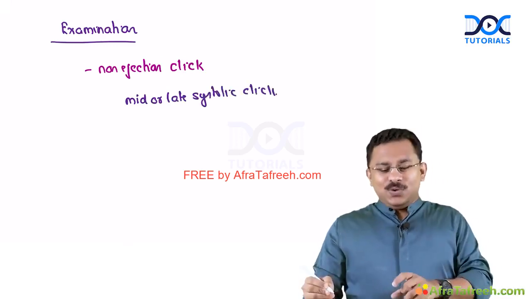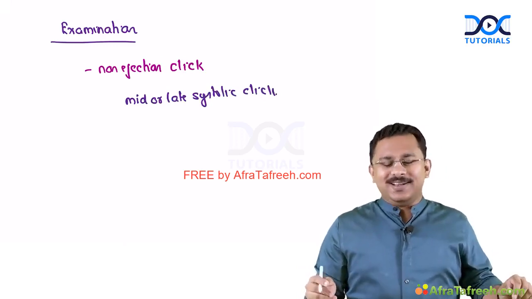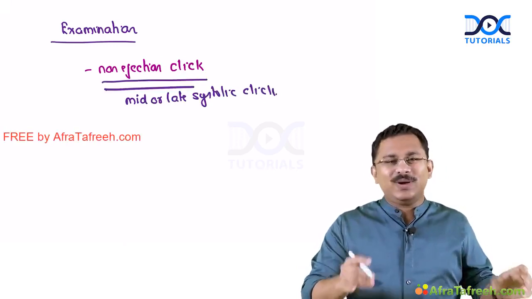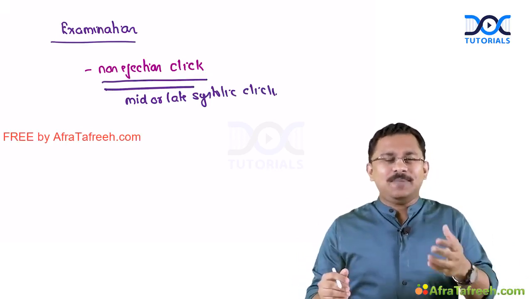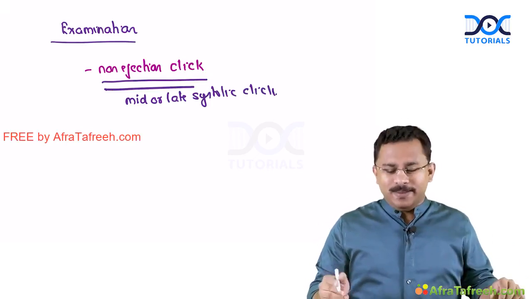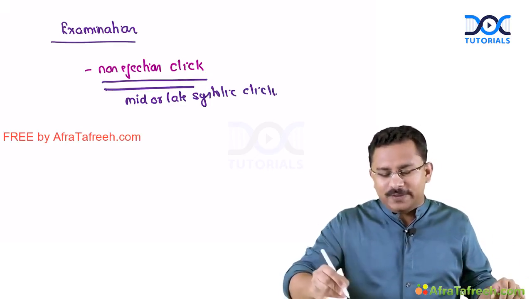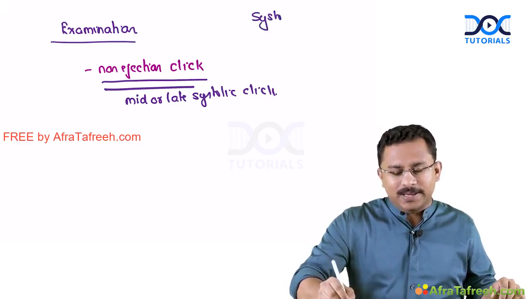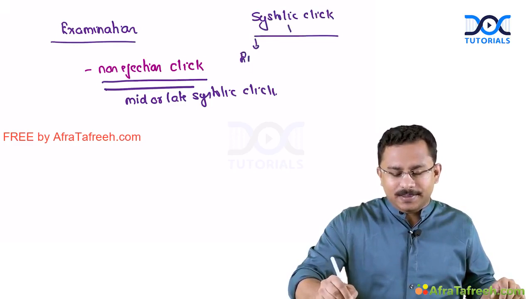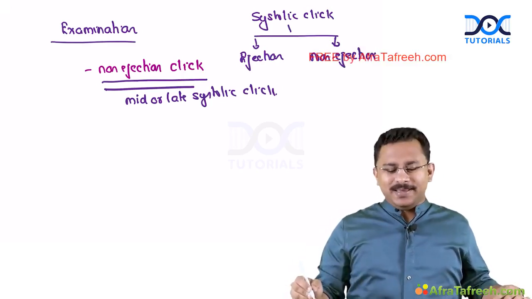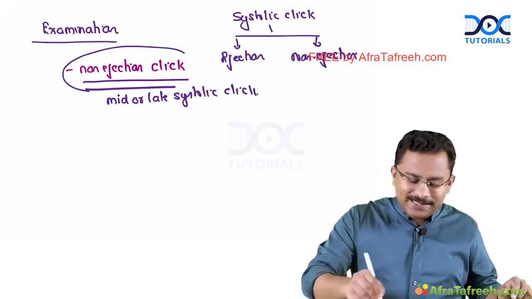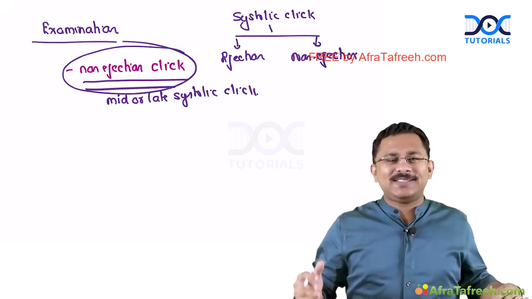Do not confuse this non-ejection click with the ejection click that happens with the opening of the aortic and the pulmonary valves. Because as you all know, when you talk of systolic clicks, a systolic click can be either an ejection click or a non-ejection click. Now the question here is, why is there a click first of all?